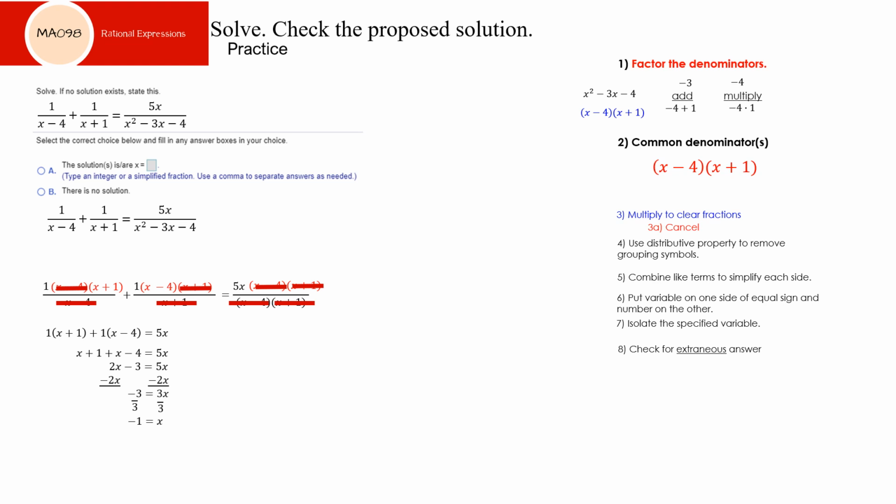So let's look at our denominators. The first one is x minus 4. Well, negative 1 minus 4 is not 0, so that's okay. But negative 1 plus 1 is 0, and that's not okay. So what does that mean? That means there's no solution for this equation.